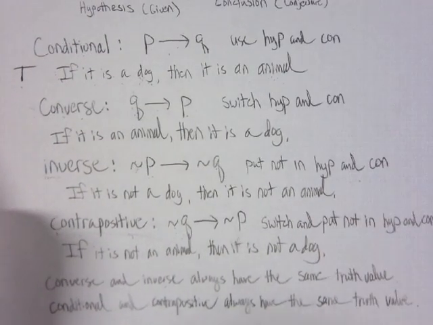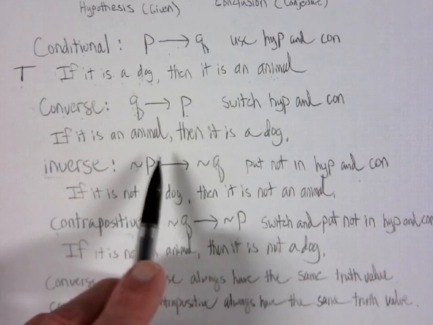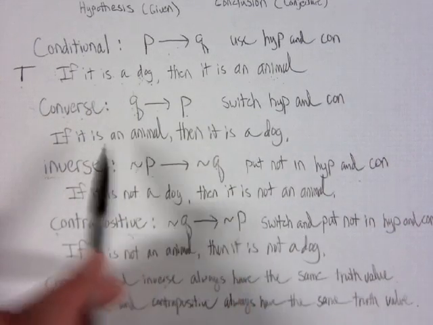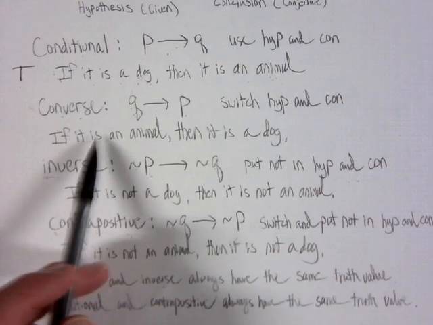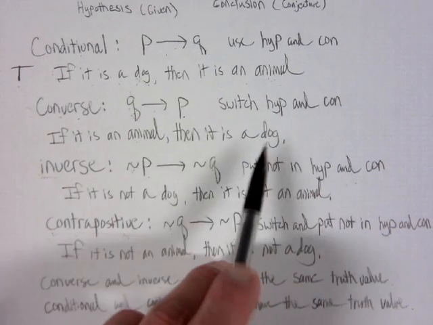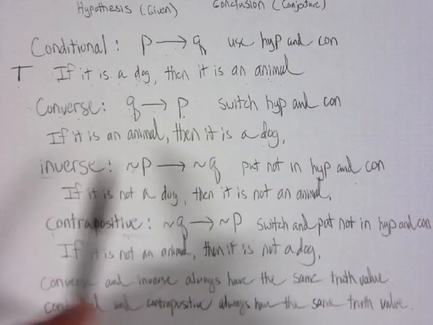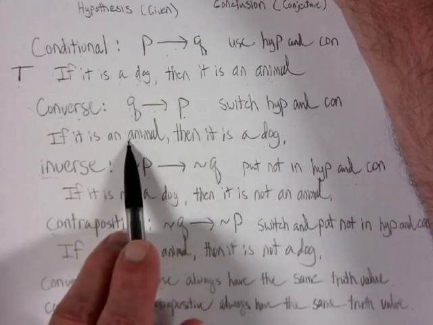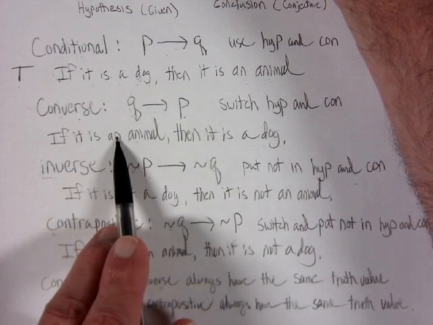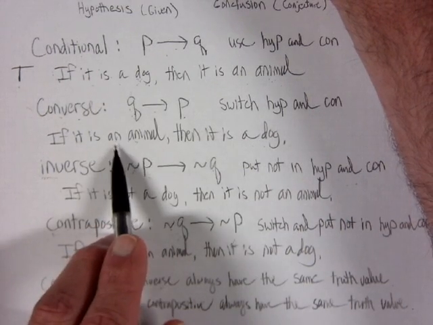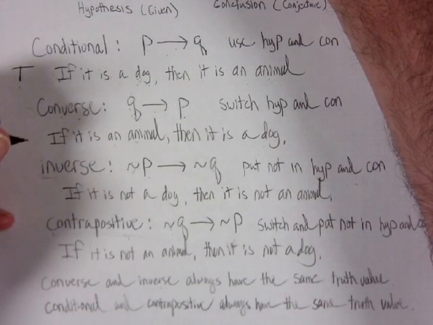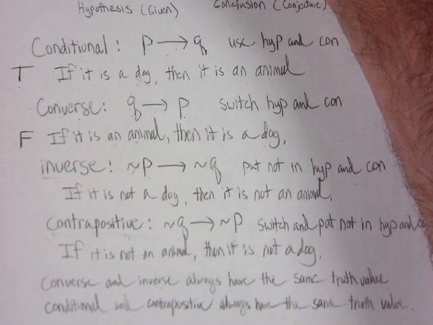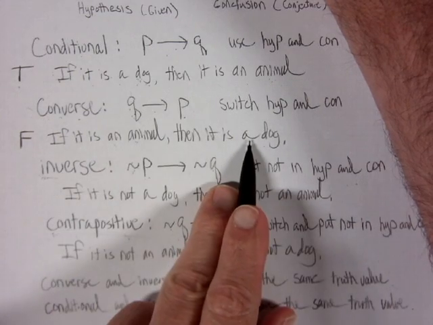All right, what about the converse though? If it's an animal, then it's a dog. So again, the given information is it's an animal. The conclusion is it's a dog. Is that conclusion true or false? Well, if it's an animal, it doesn't have to be a dog. I could have a cat, I could have an ox, I could have a squirrel. Just because I have an animal doesn't mean it has to be a dog. So all of those would be counterexamples: squirrel, cat, frog. Just because you have an animal doesn't mean the animal has to be a dog.